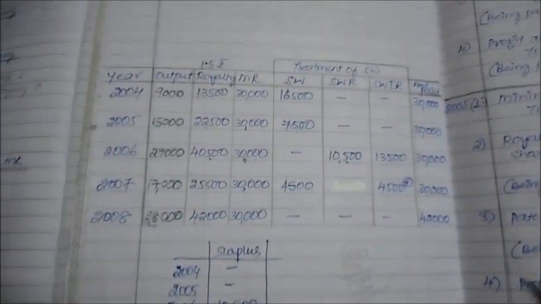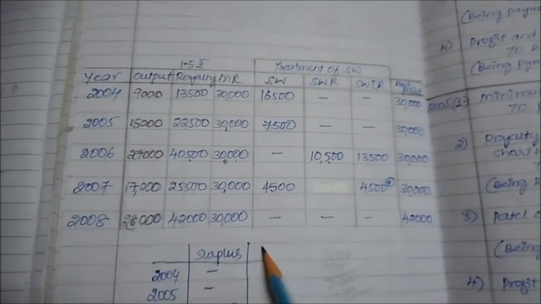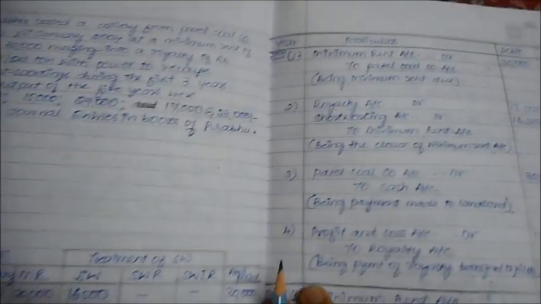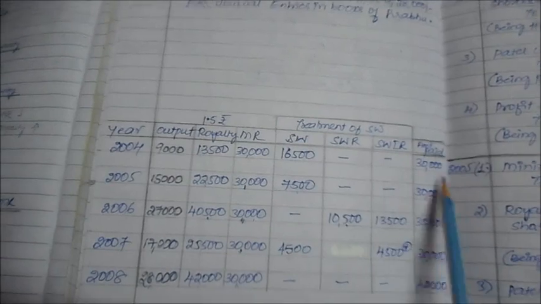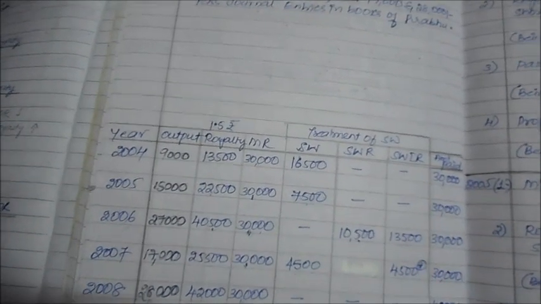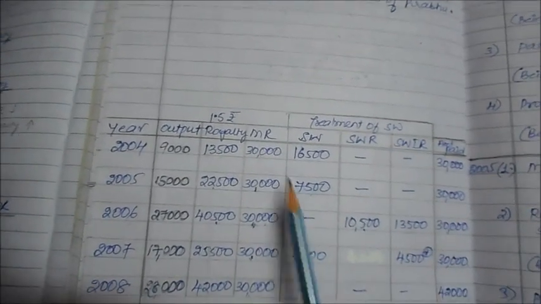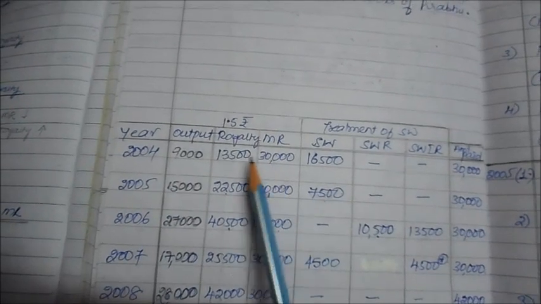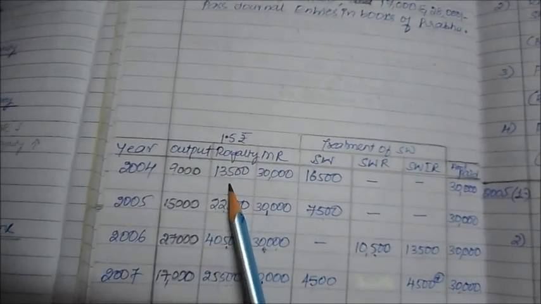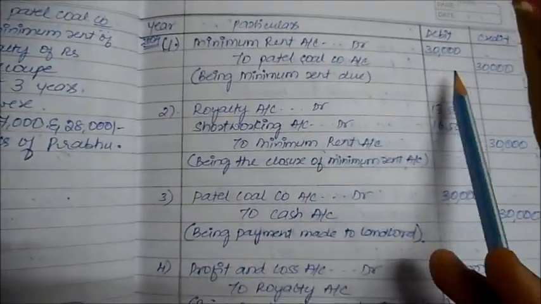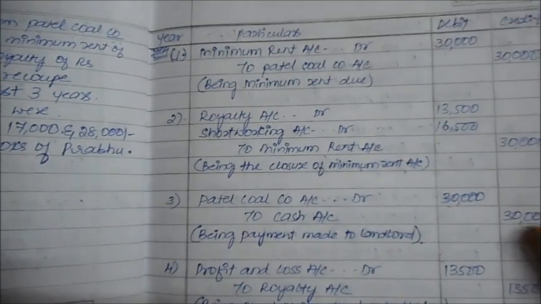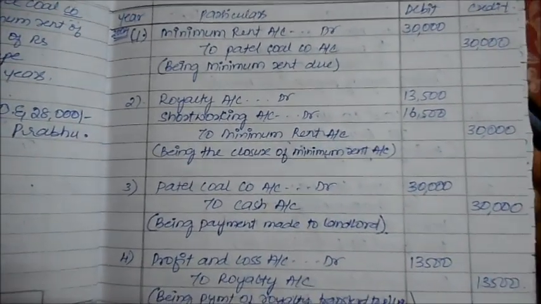So after understanding how exactly the analytical table is done, let us move ahead by drafting the journal entry. Now let us understand from the table how many types of journal entry we are going to do. Firstly, minimum rent is more than the royalty. So whenever minimum rent is more than the royalty, what is the journal entry? Minimum rent account debit 30,000, and to Patel Coal Company account 30,000.